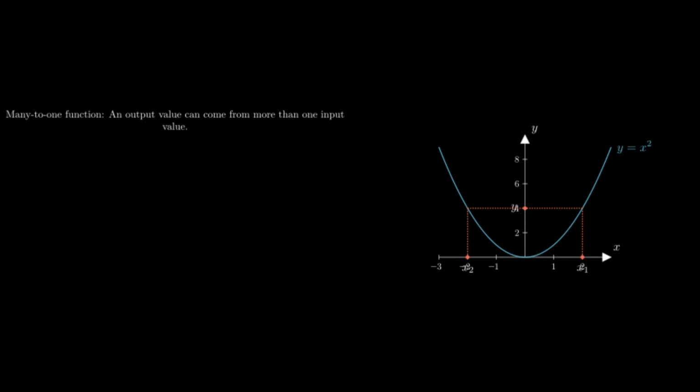So to recap, we've defined a function as a rule mapping each input to a single output. We've seen the f(x) notation, and we've distinguished between one-to-one functions, where each output is unique, and many-to-one functions, where different inputs can share an output.